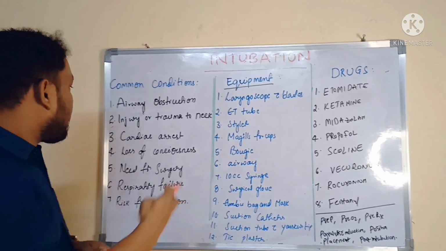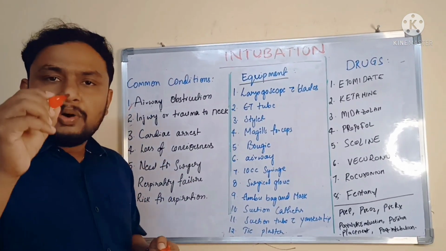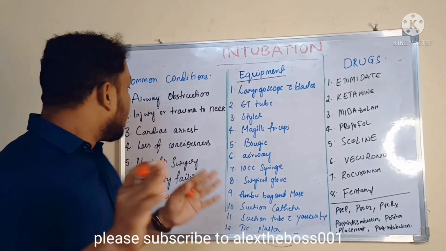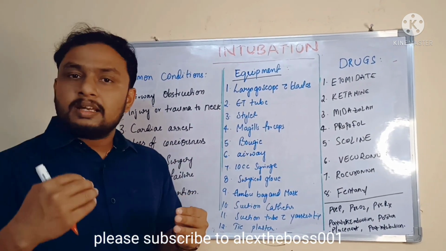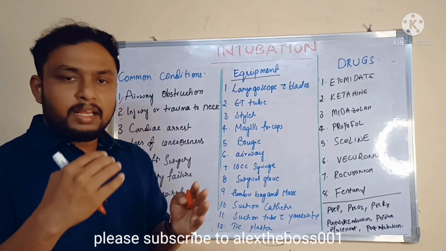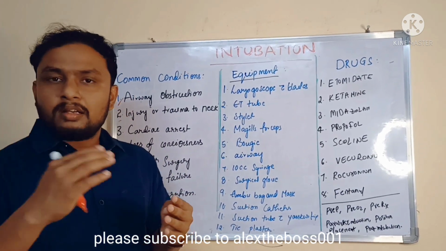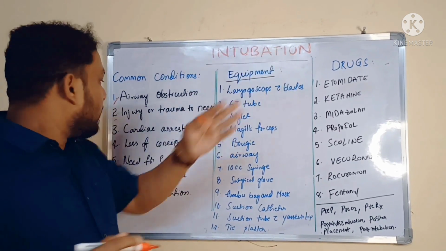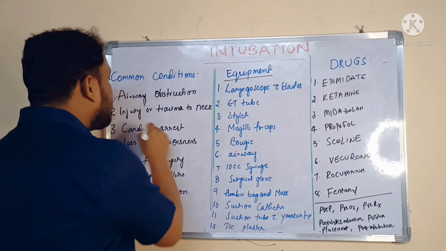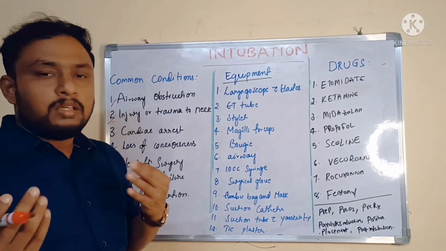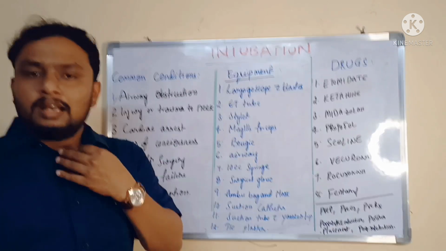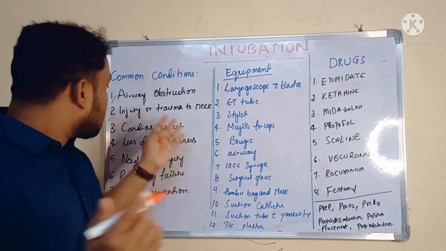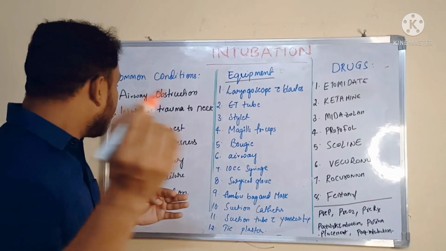Airway obstruction: when a person's airway is blocked by any foreign object or foreign body, the person may not be able to breathe spontaneously. In such cases we need intubation. And injury or trauma to the neck: an injury to the larynx, pharynx, trachea, or neck region, then he needs intubation.